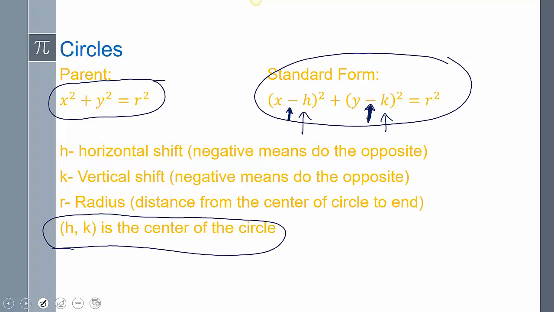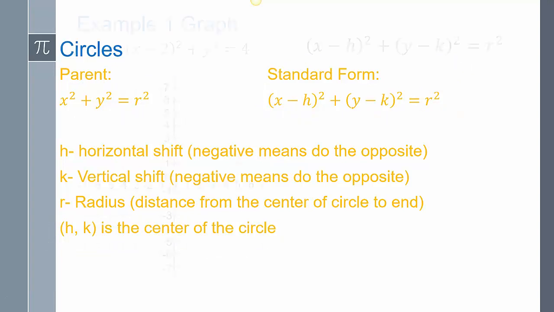And then the last little piece is the radius. That's that r squared. To get r by itself, you'd have to square root, and so to find the radius of that circle, you would just take the square root of that. But now we can transform a circle.